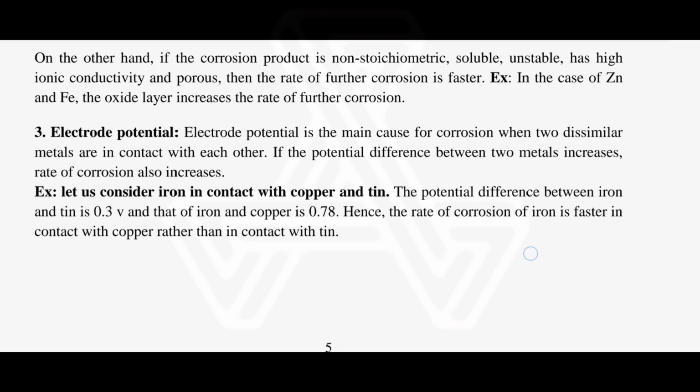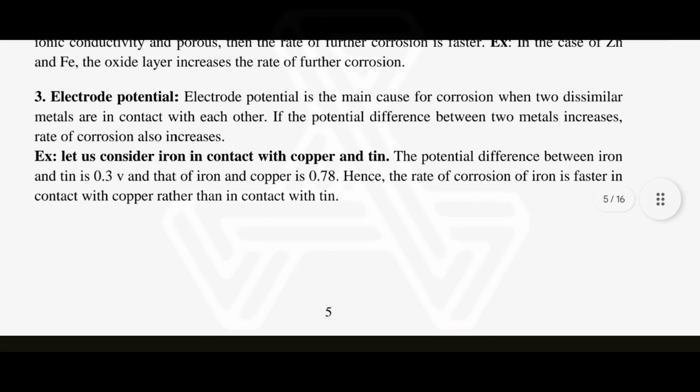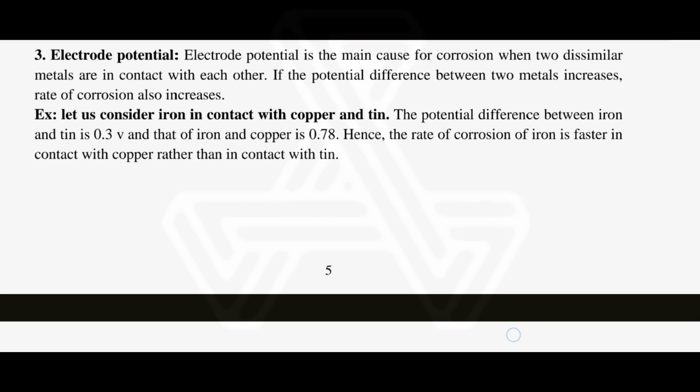Electrode potential. Electrode potential is the main cause of corrosion when two dissimilar metals are in contact with each other. If the potential difference between the two metals increases, the rate of corrosion also increases. Let us consider iron in contact with copper and tin. The potential difference between iron and tin is 0.3 volts, but the potential difference between iron and copper is 0.78. Hence, the rate of corrosion of iron is faster in contact with copper rather than in contact with tin.